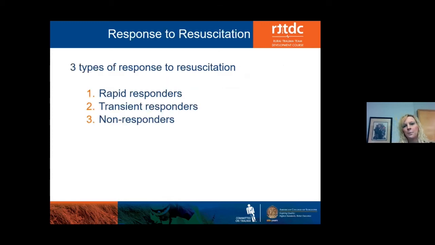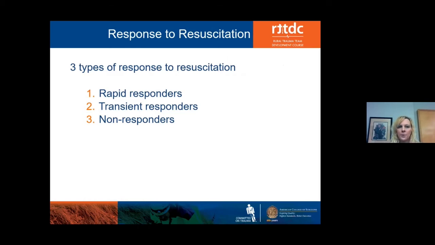There are 3 types of responses you're going to get to resuscitation. There's going to be your rapid responders. You may give 500 cc's to a liter of fluid or a unit of blood, and they're going to rapidly respond. These are the patients that are more than likely going to do okay, either without any intervention, or they'll be okay enough to get them to somewhere that can intervene.